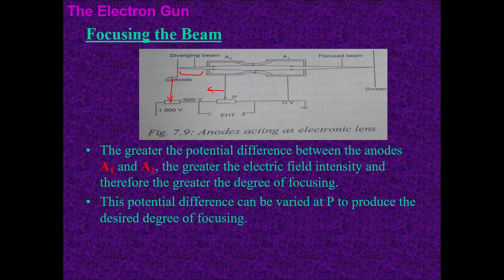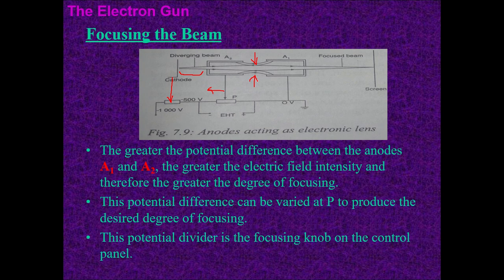Why to the left-hand side? I'm getting it more negative. And the moment it becomes more negative, there shall be a stronger electric field between A1 and A2, and that shall cause the beam to be focused more, because the electric field shall push upwards. That's why we are saying the greater the potential difference between the anodes A1 and A2, the greater the electric field intensity, and therefore the greater the degree of focusing.